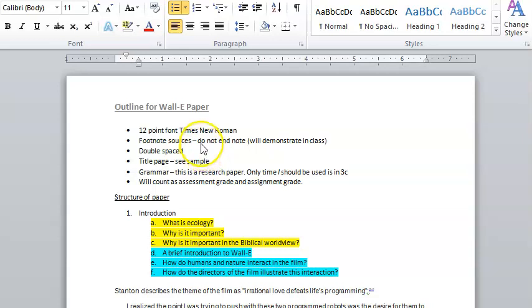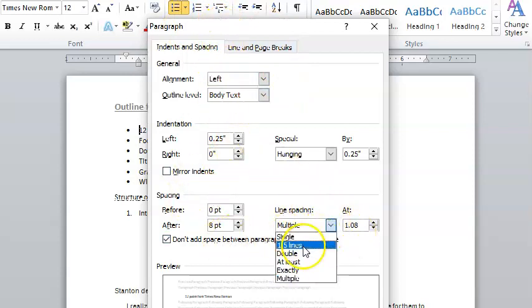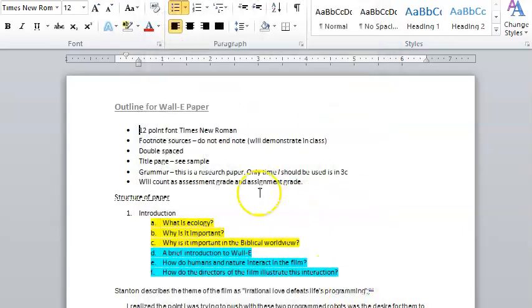You will be turning it in through Turnitin, and I will be sending out those codes and classes in a little bit. So as far as the outline goes, 12-point Times New Roman. So you go up here, Times New Roman 12 font. There you go. Footnote sources, we'll discuss that in a second. Double spacing, so you click on paragraph, and you scroll down. You can see here line spacing, and you click on double, and then you click on OK.